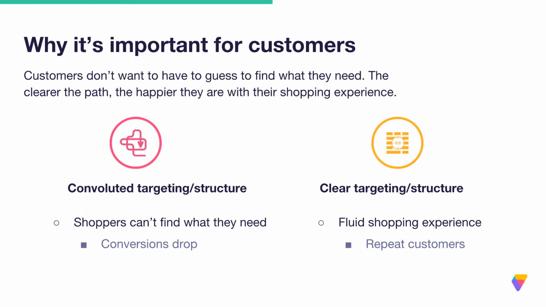When a customer lands on your website, there should be clear options for them to easily find what they're looking for, whether they land on your home page, a category page, or a product page. If your site has a convoluted structure, your shoppers aren't going to find what they need, and consequently, your conversions will drop. Within the e-commerce world, there's plenty of competition out there.